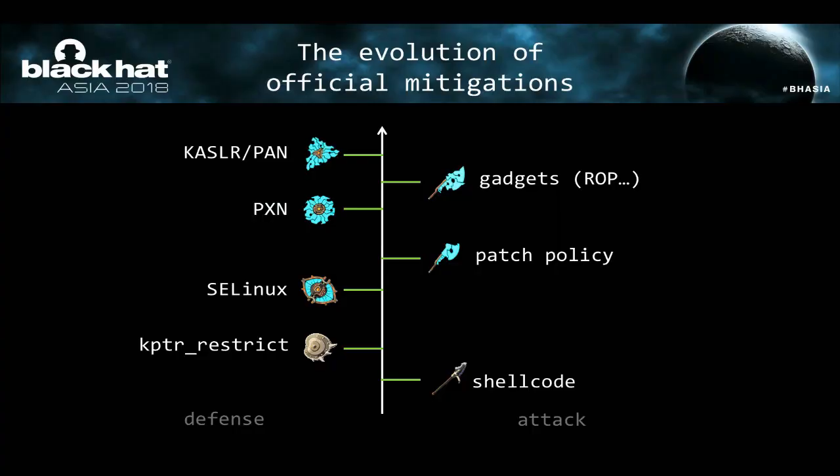In recent years, Google has been committed to improving the security of the Android ecosystem. To better protect the kernel, Google has enabled a number of mitigations, such as SELinux, privileged access never, and so on. At the same time, attackers continue to improve methods to defeat these protections. Okay, let's take a quick look back.